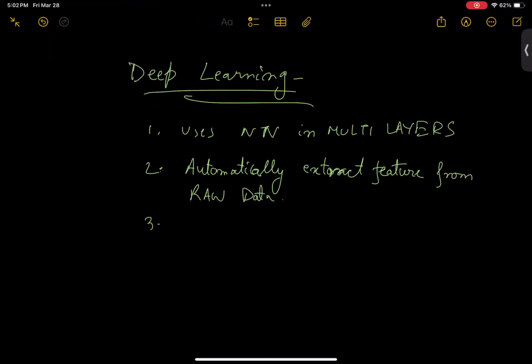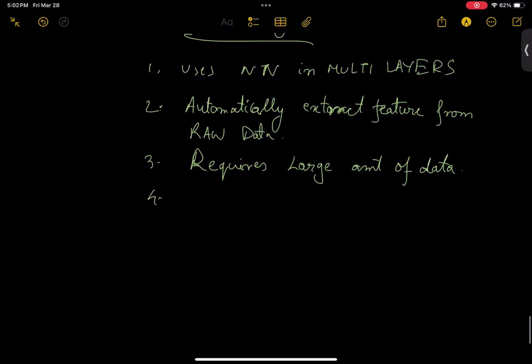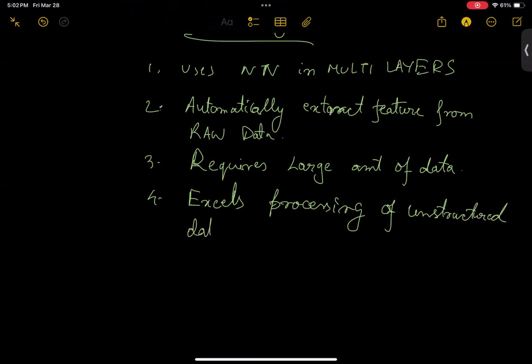Third is that it requires a large amount of data. And this actually helps it excel at processing unstructured data, which is nothing but images, videos, music, etc.